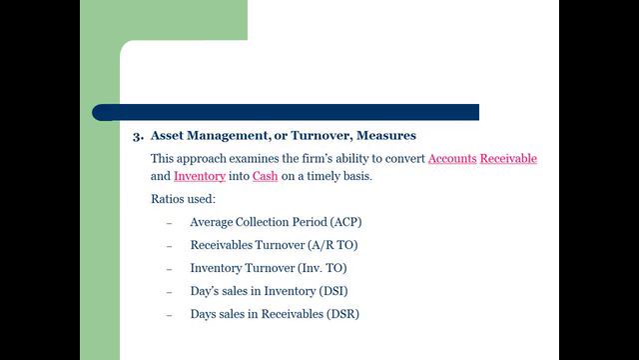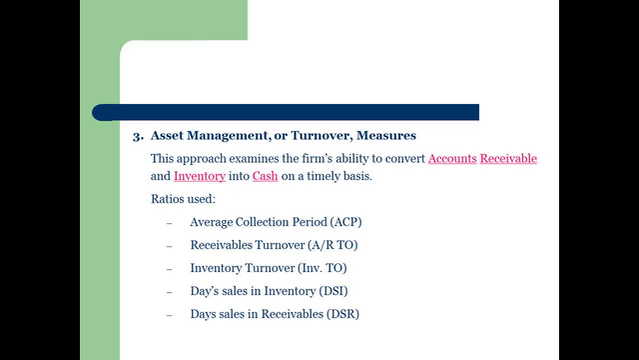In the previous slide, we have seen that there are 5 types of ratios. One is liquidity ratio, the other is activity ratio, third is debt ratio, fourth is profitability ratio, and fifth is market ratio. We have already studied two ratios: number one was liquidity ratio, and then we studied debt ratio. Now this third is activity ratio. It is also known as asset management or turnover measure.